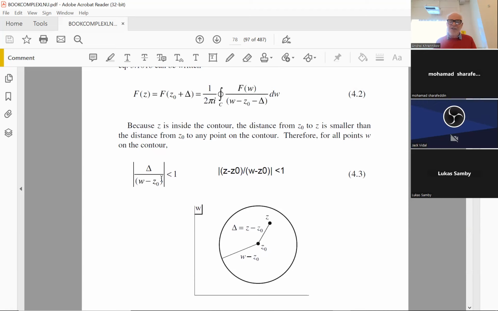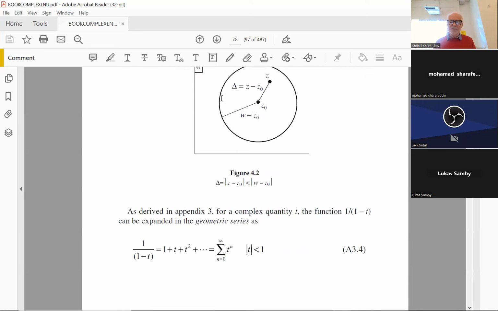And now we consider this inequality. We know that this distance is less than this distance. That's all, so the geometric progression is here. Z is inside the circle and W is on the boundary, so the distance from the boundary to the center is of course larger than this distance. So this is less than 1. We can write directly that (Z minus Z0) divided by (W minus Z0) is less than 1. So this complex number can be used for the geometric progression, and now we would like to use this as the sum of a geometric progression.